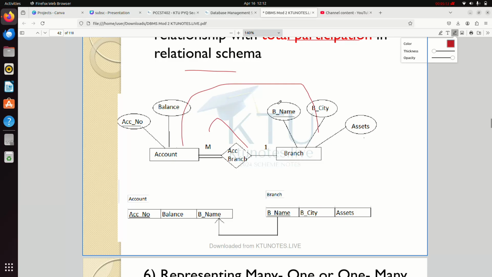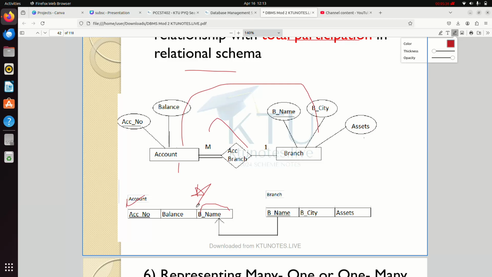That means the primary key of the branch would come in the account table. So for the entity type which has total participation, in that entity type the primary key of the other entity type should be written. That is actually a simple meaning. You can understand it by a simple meaning.